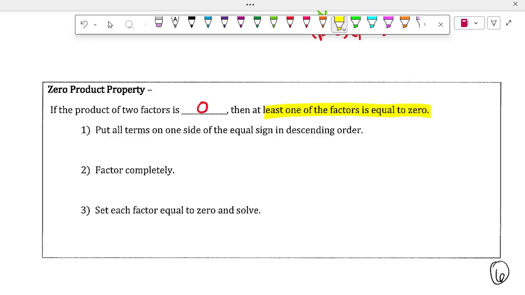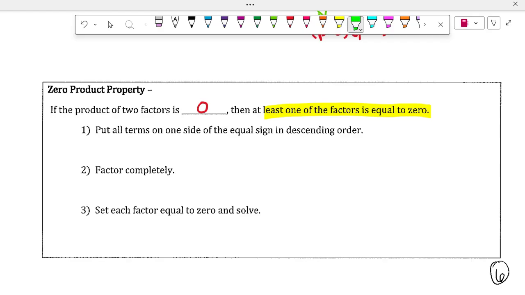Anything times 0 is 0. So that's why we can set our two factors equal to 0, because we're saying, okay, what's the value of x if this one's equal to 0? What's the value of x if this one's equal to 0? Because we know one of them has to be equal to 0 for the whole equation to be equal to 0, but we don't know which one.